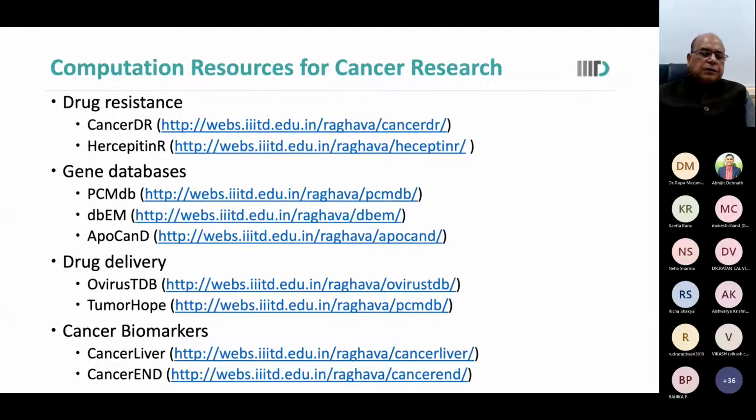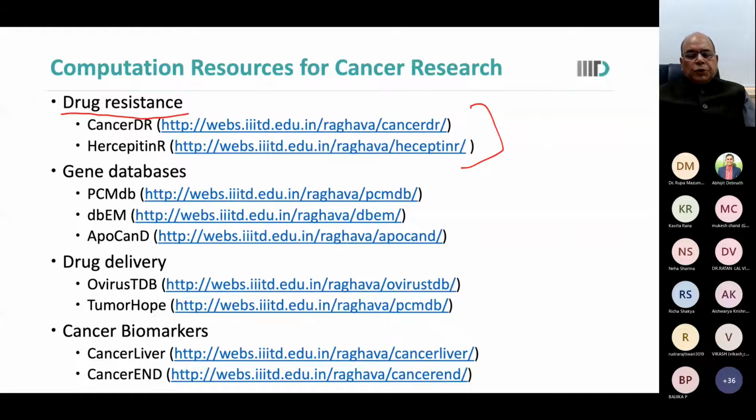In the initial phase, we worked on cancer drug resistance. This is one of the major problems in cancer: for some time the drug works, and after some time it doesn't work. The cancer cell becomes resistant to that drug. That is called cancer drug resistance. So I will talk about two databases developed in our group, CancerDR and Herceptin-R.